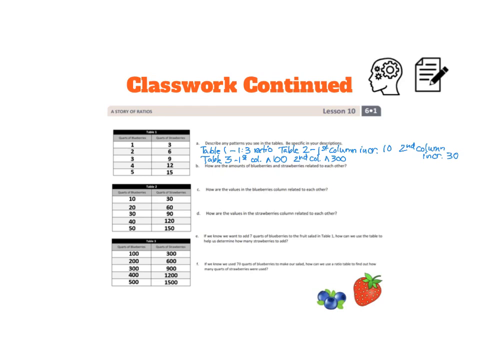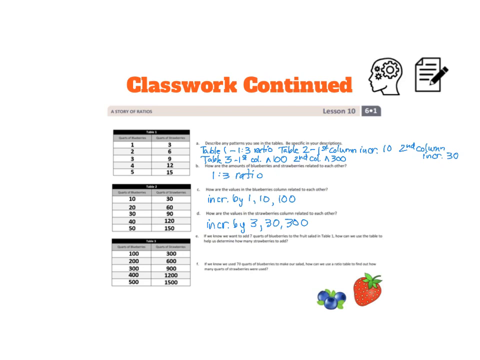How about B? How are the amounts of blueberries and strawberries related to each other? They are a 1-to-3 ratio. We know that. How are the values in the blueberries column related to each other? Well, they are increasing by 1, and then by 10, and then by 100. How about the strawberries? Increasing by 3, and then 30, and then 300.